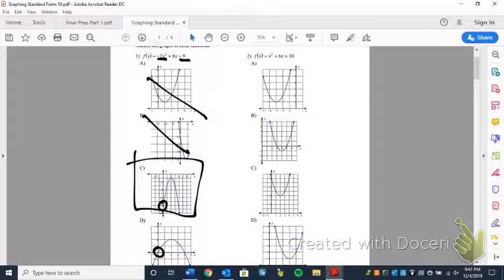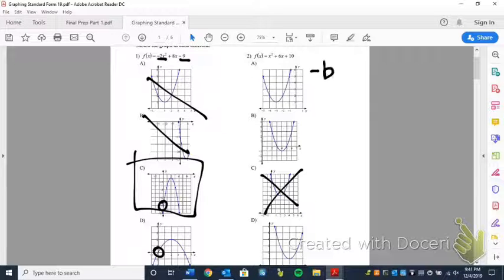Number 2, same general idea. It opens up. Unfortunately, that doesn't help us. So we know that the intercept is at 10, which gets rid of c. And then, so now we're kind of stuck because we actually need to get into the graphing portion of it. So what our next step would be to find the axis of symmetry.